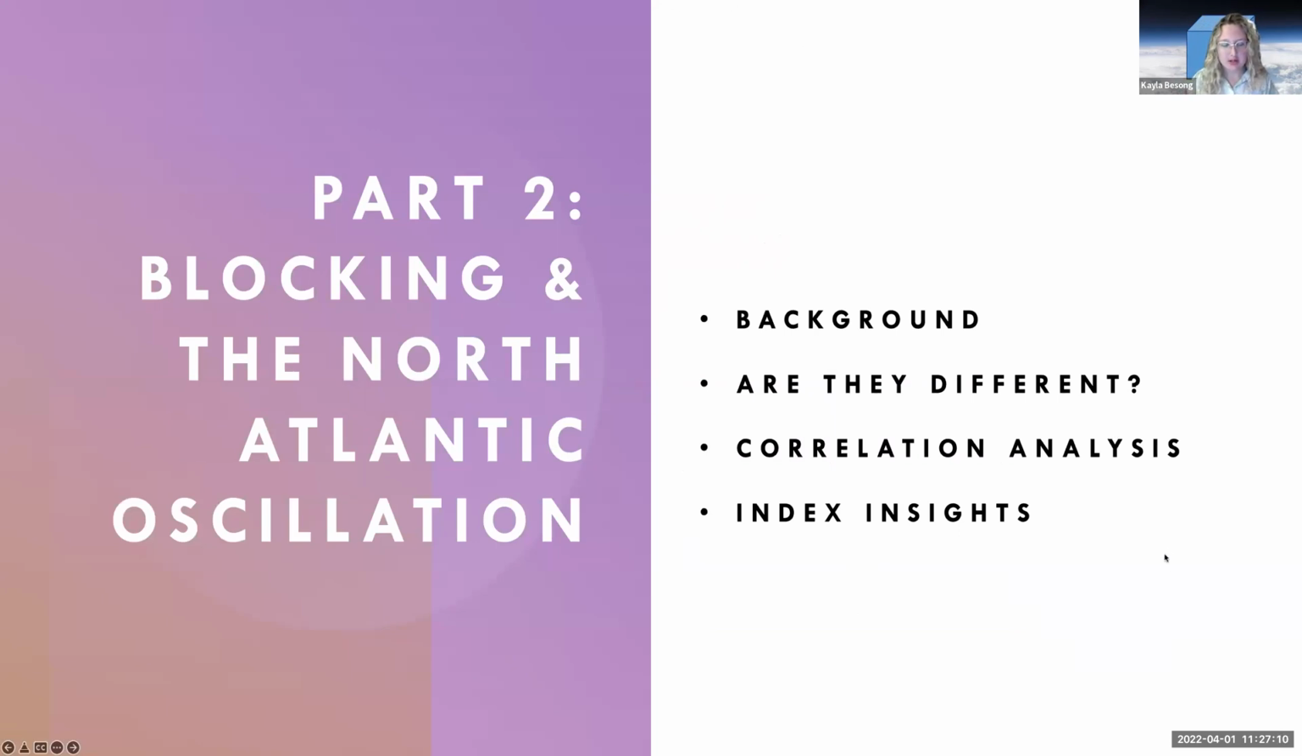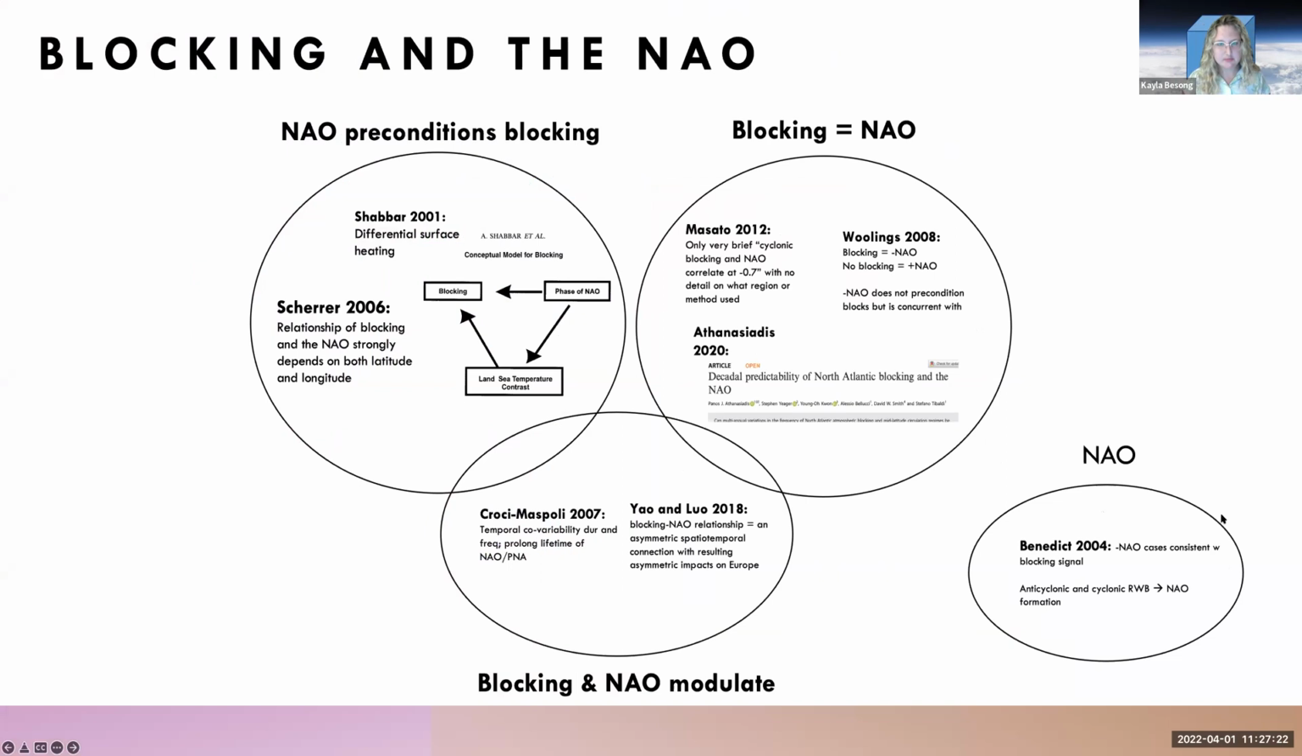So part 2, blocking in the North Atlantic Oscillation. Again, we're going to have a little bit of background, and talk about some different things, such as: are they different, the correlation analysis, and some further index insights.